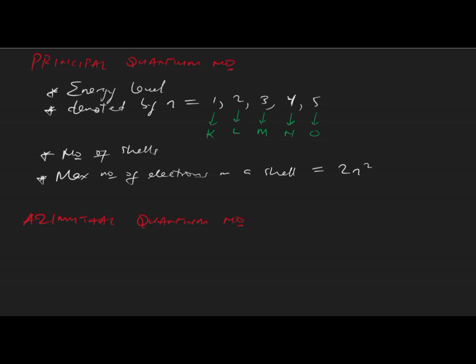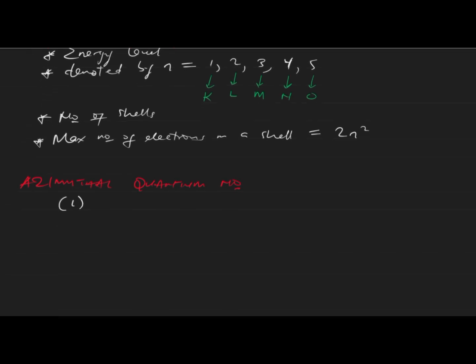Now, the azimuthal quantum number, which is usually denoted by the letter L, as in small l, also helps to determine certain characteristics and states concerning the electron. Number one, this includes the shape of the orbital. Now, in this case, the orbital that is containing the electron.